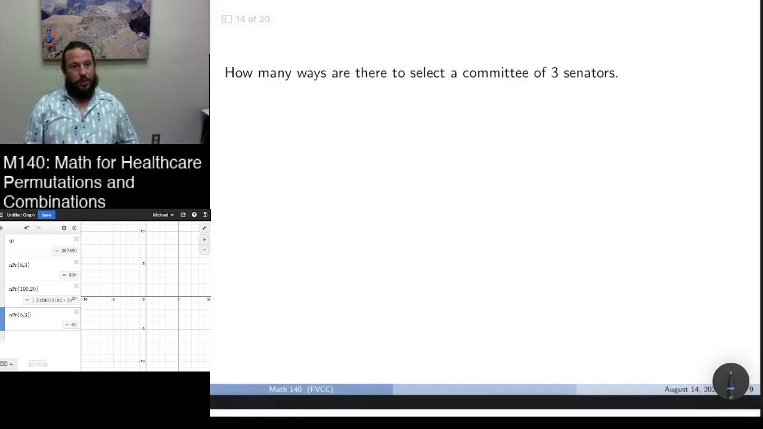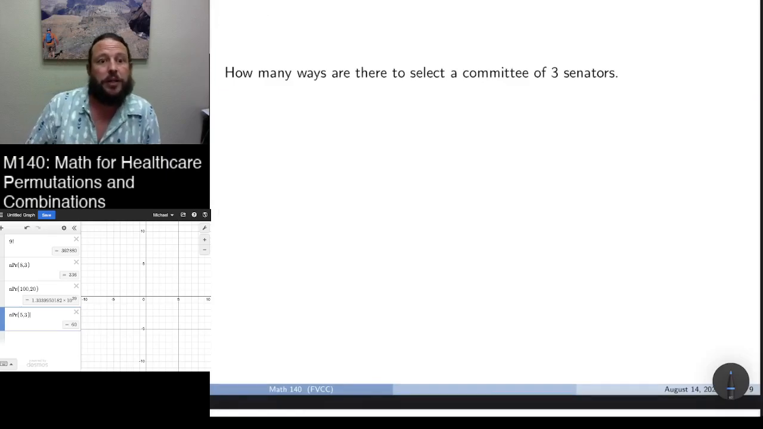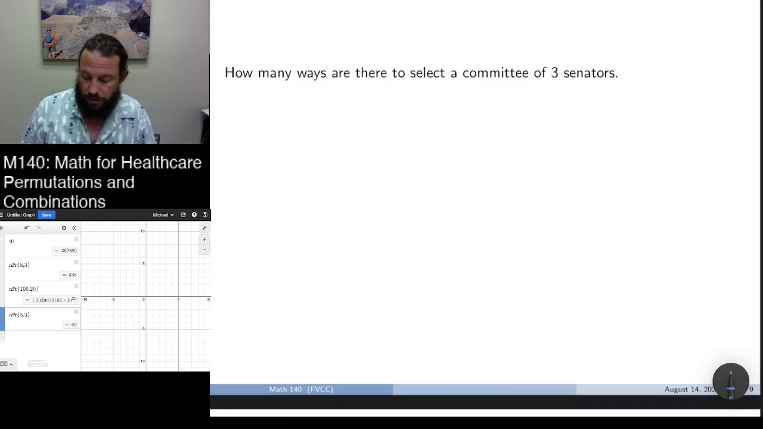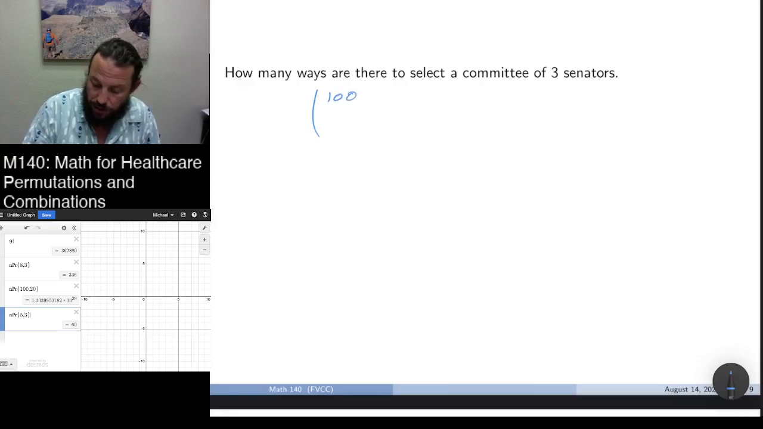Okay, so let's try and use this in practice. How many ways is there to select a committee of 3 senators? If you're unsure, there's 100 senators total. All right, so in this case, notice committee. Order doesn't matter, so I'm going to use my choose function, 100 choose 3.